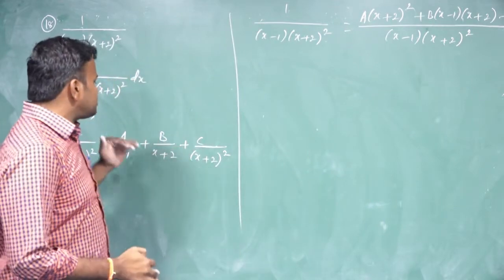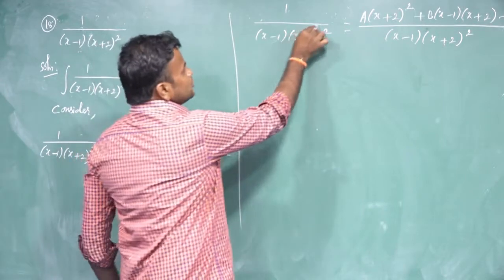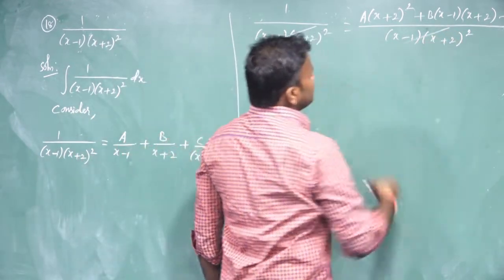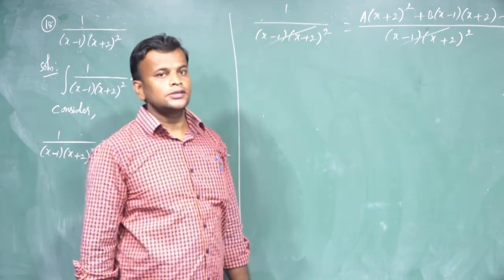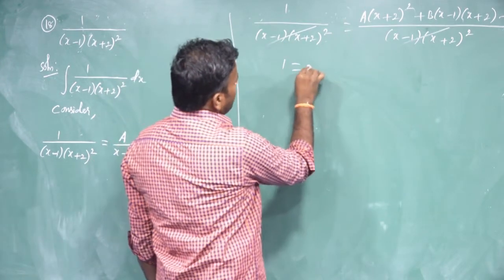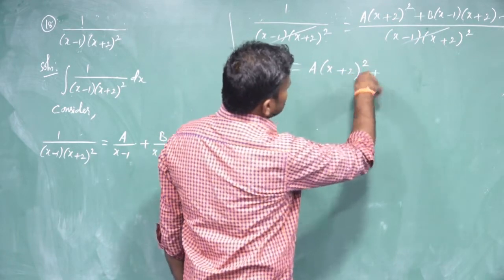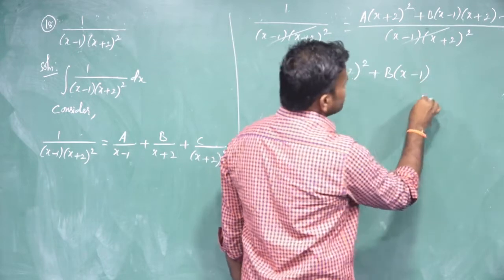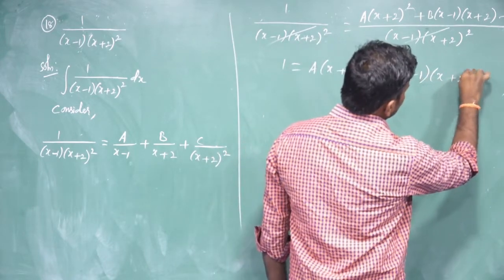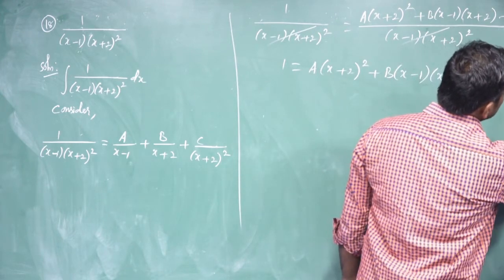Okay. So we multiply the missing term to the numerator terms. Here also we cancel the denominator, as all the denominators are the same in both LHS and RHS. 1 equals a of x plus 2 the whole square plus b of x minus 1 into x plus 2 plus c of x minus 1.